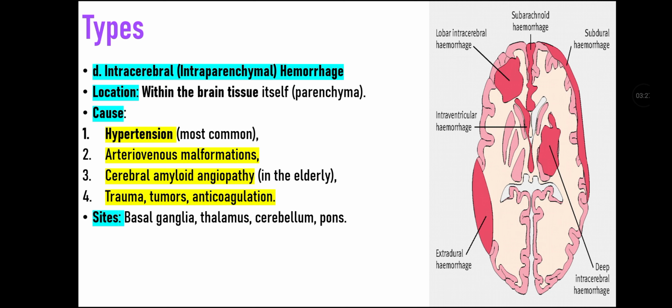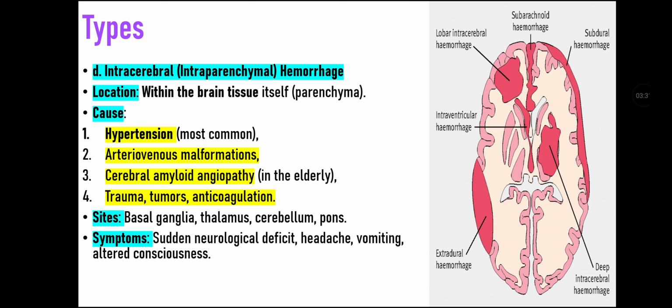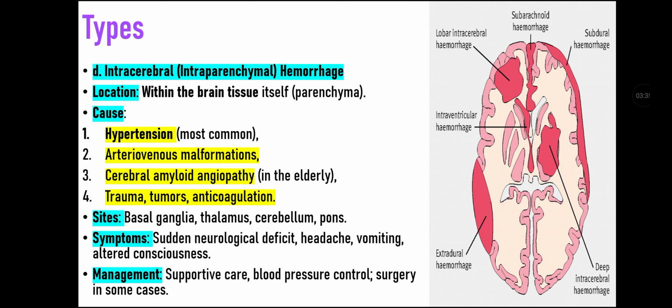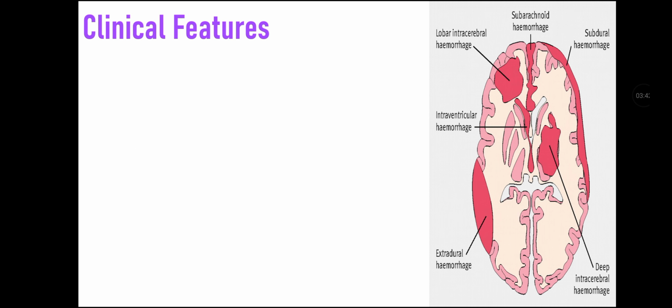Sites are mostly basal ganglia, thalamus, cerebellum, and brainstem. Symptoms include sudden neurological deficit, headache, vomiting, and altered consciousness. Management is by supportive care, blood pressure control, and in some cases surgery is also required.